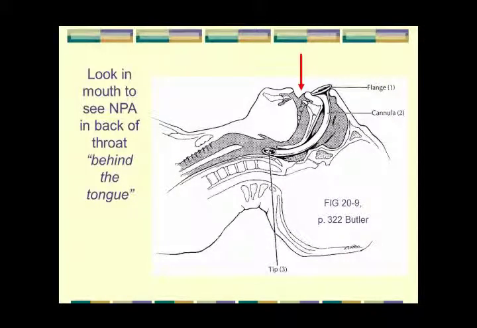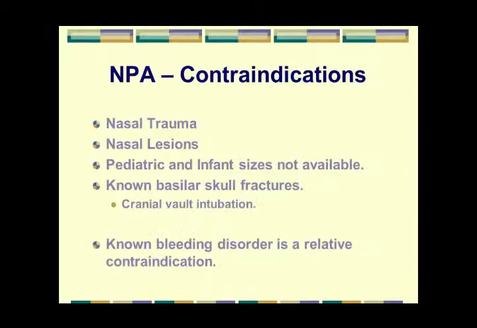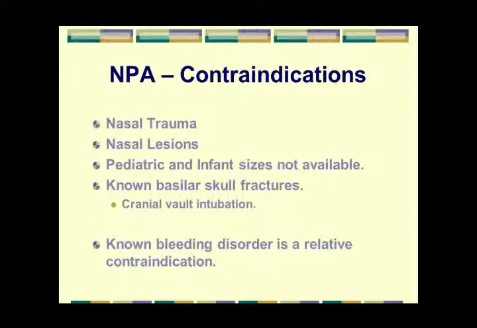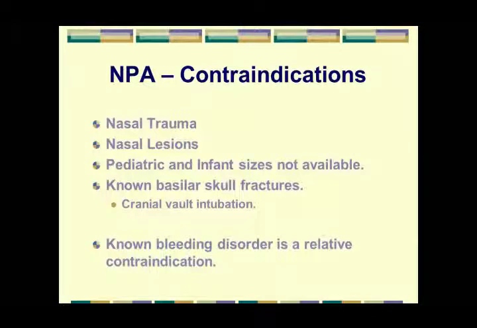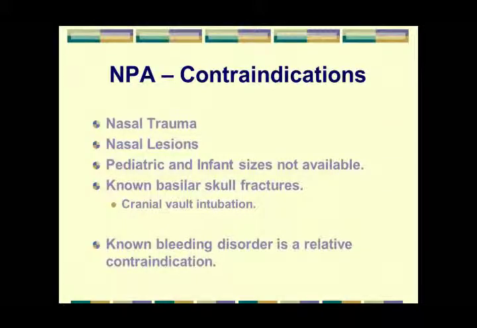Okay, so here you end up seeing the nasal airway properly fit, and you can see how it's at the base of the tongue there, above the epiglottis, but behind the tongue. Contraindications, obviously, you can get some nasal trauma involved. They don't really make smaller sizes, so for kids, well, that's not entirely true. They do make a pediatric size. I take that back. But you're not going to see them that often. We talked about that cranial vault intubation, basilar skull fracture with the cribriform plate. And relative contraindication is known bleeding problems. What does relative contraindication mean?